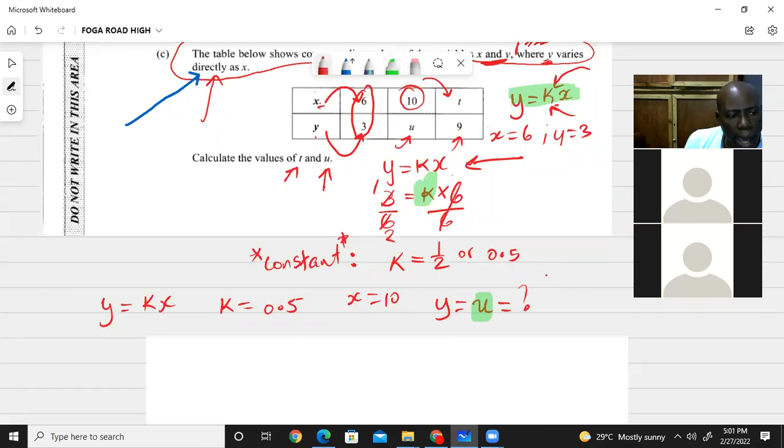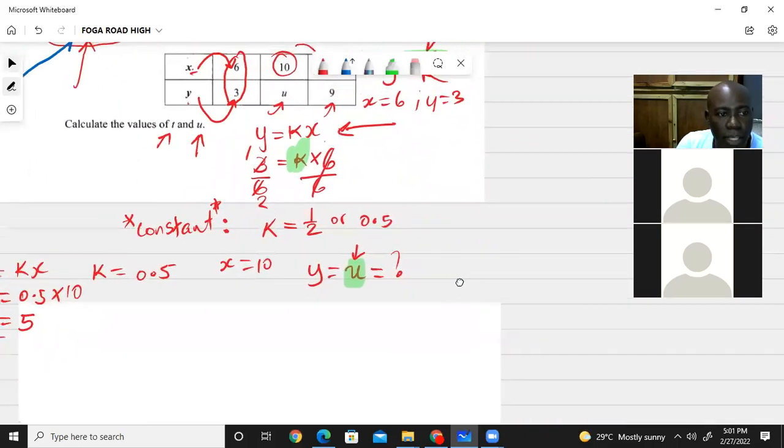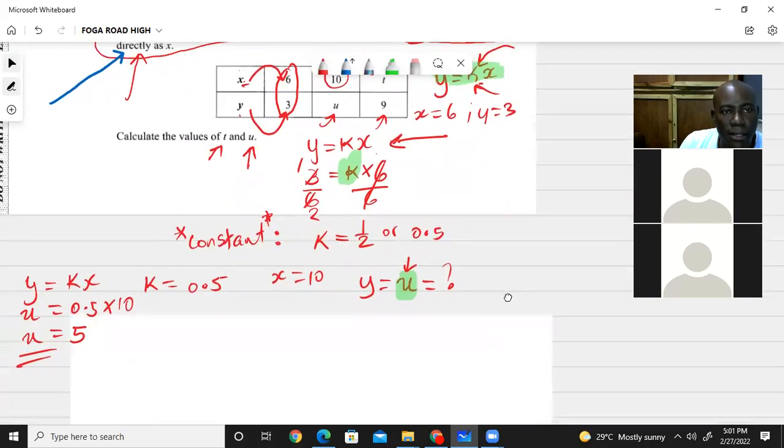Now, Y is equal to KX. Now, Y is called U, so I'm going to put U is equal to KX, but K is 0.5 and X is 10. Look how easily we find U. U is equal to a half of 10, which is 5. Done. So U is 5. We're done with that. But I feel like it's getting harder. It does not get any harder. It's just a system that we have to understand.